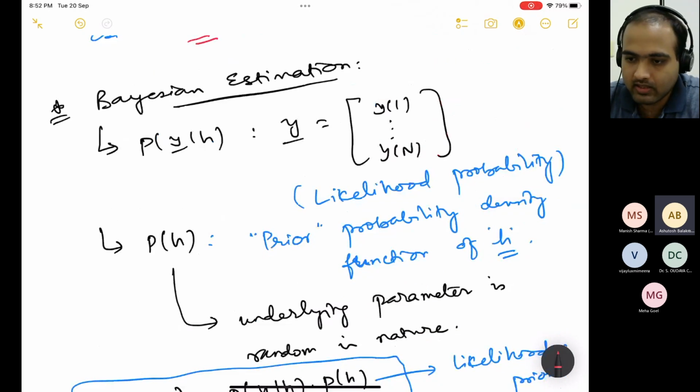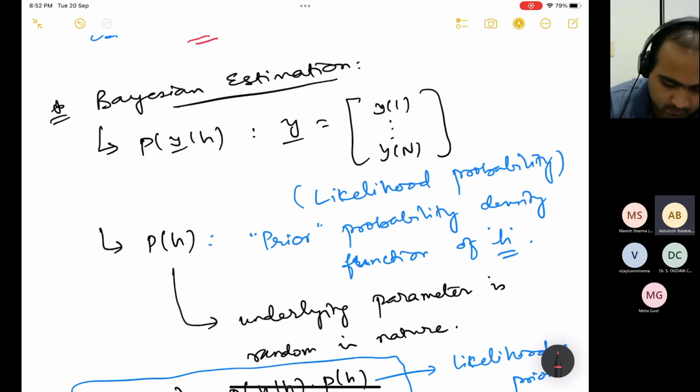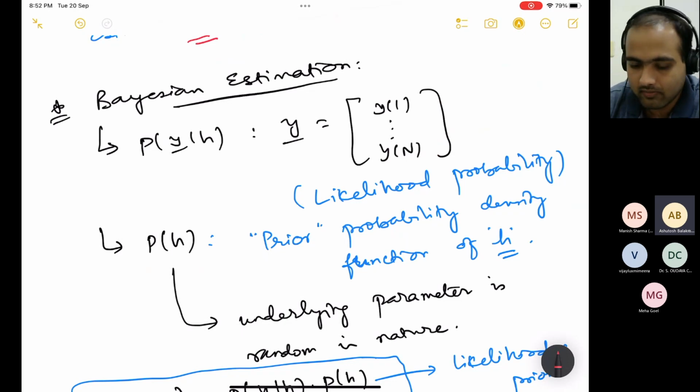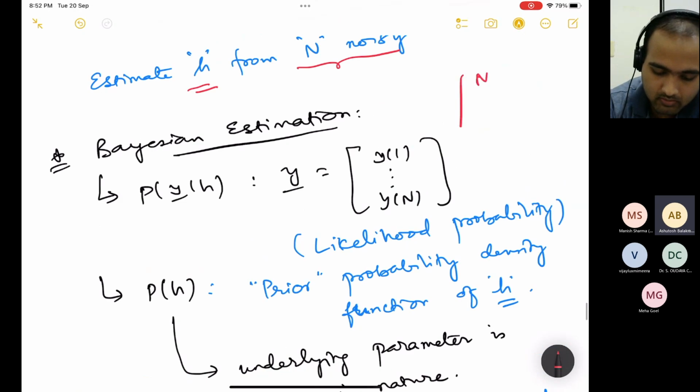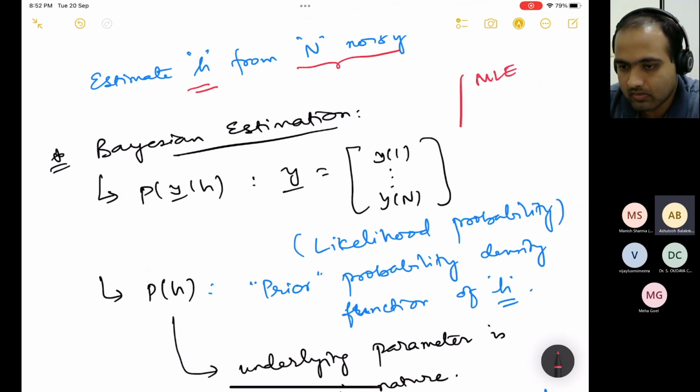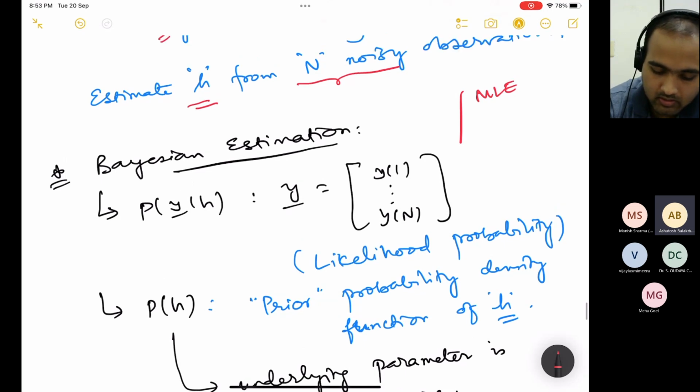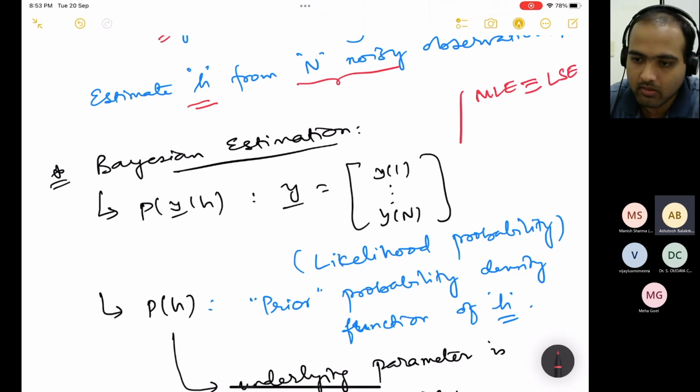Now the challenge with us is that the parameter which we want to estimate is also random in nature. So earlier we knew that the parameter was deterministic, it was not random, but now the parameter is also random. So what to do in such a case? Earlier, if you just remember, we did the maximum likelihood estimate, right? So we used to take the log of the likelihood probability, and we used to maximize it, and we then further proved that the maximum likelihood is equivalent to the least squares error estimate, right?